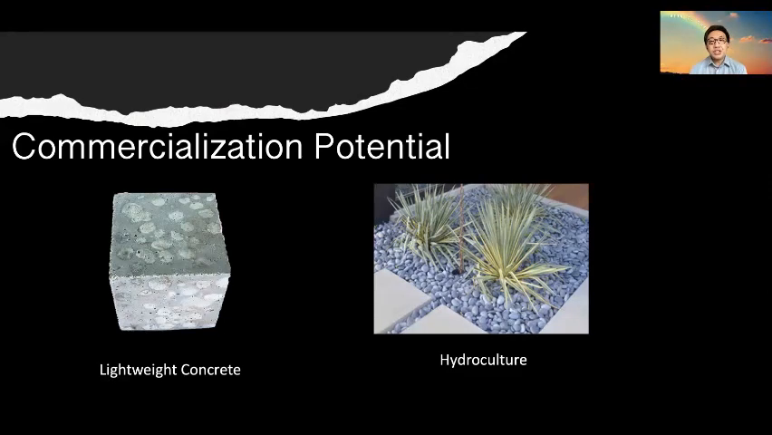Plant oil boiler ash based geopolymer lightweight aggregate has the potential to be used as a commercialization product. It can be used in concrete applications to produce lightweight concrete. It can also be used as hydroculture. The hydroculture can act as a medium to distribute water throughout the plant.